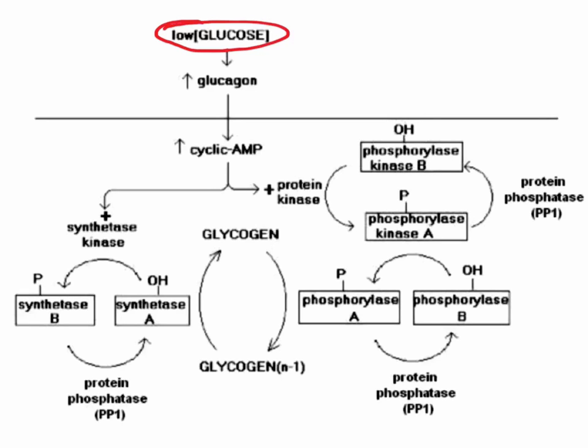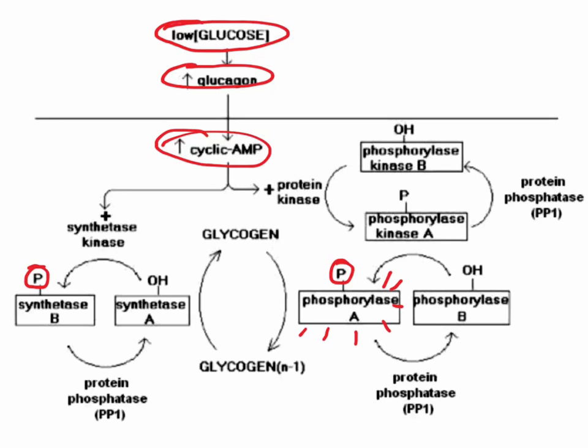So, when blood glucose drops, glucagon is produced, and it binds to a receptor on the liver cell and causes cyclic AMP to be produced in the cell. Cyclic AMP stimulates protein phosphorylation, glycogen phosphorylase becomes active, glycogen synthetase becomes inactive, and glycogen is broken down and glucose released.